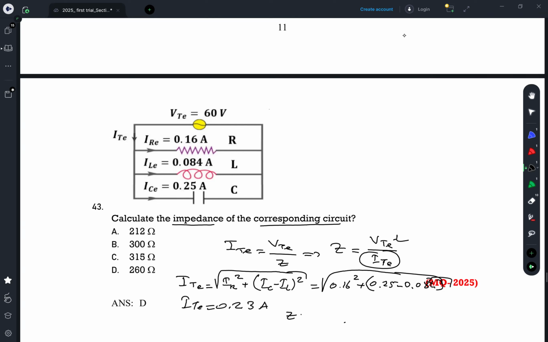Then Z is going to be the total voltage, which is 60, divided by the total effective current, 0.23. So 60 divided by 0.23 is 260. 260 ohm is the Z of the circuit.